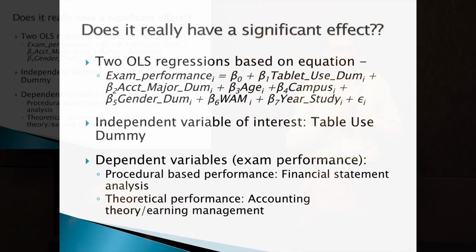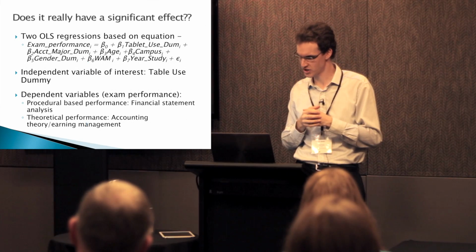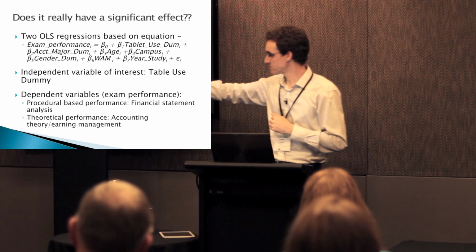These were both based on final examination results. One particular area related to very procedural-based questions in which students calculated different ratios. So they looked at financial statements, extracted the information from those statements, calculated the ratios and gave basic interpretations of those ratios. So that was the first dependent variable.